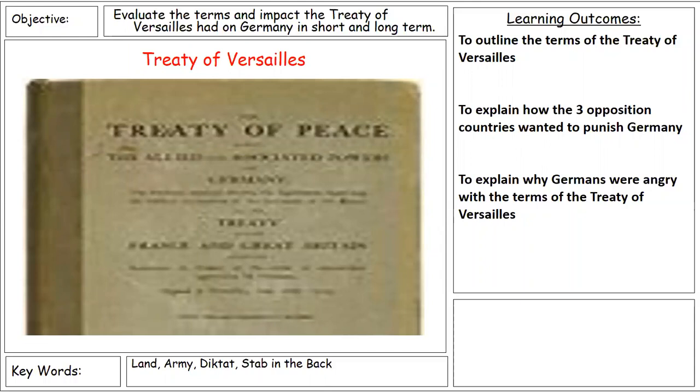Now, the first thing you must understand is that the Treaty of Versailles is the punishment that Germany faced for their part in World War I. That's the key thing. This was seen as a treaty of peace, but if anything, it caused many issues in Germany, and the government straight away, the Weimar Republic, were highly disliked for signing this.